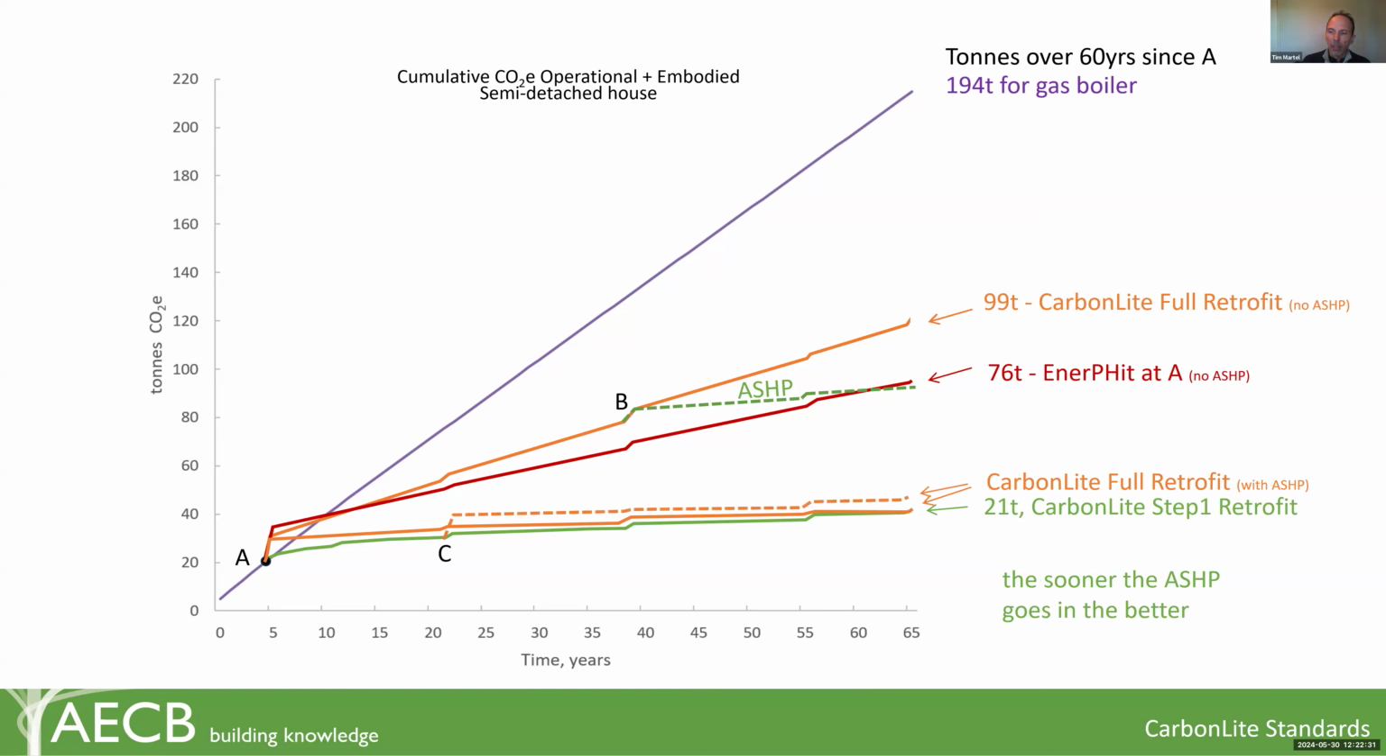You could even just start with the air source heat pump at A. That's a step one, and then do a full retrofit later at C. And we come back to that in a later slide. That's quite an interesting scenario because we think that actually in the short term, people might be persuaded to start their retrofit with the simpler solution, which is the air source heat pump. And then once they've had that for a little while, they can upgrade to the full retrofit. And there's a great carbon benefit in doing that.